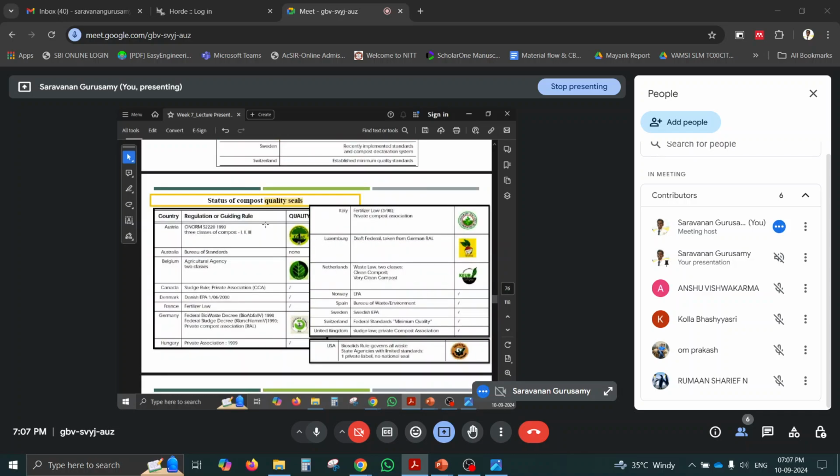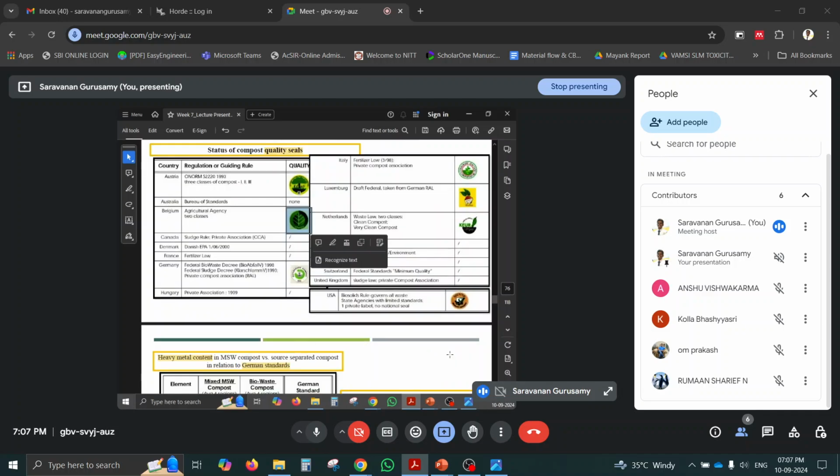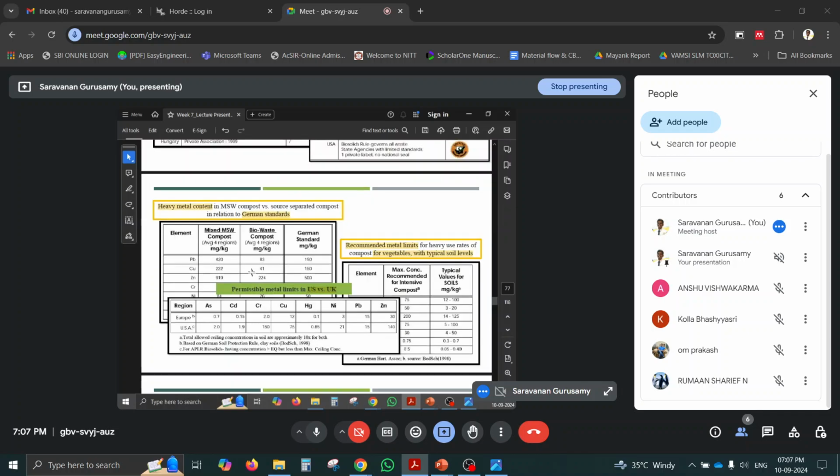And compost quality seals are also available. You know what a seal is? Austria has a different compost quality seal. That is, we can say, a trademark. So this type of seal should be there if it passes the compost quality. Like the USA also has a separate seal based on their regulation. Okay. Germany has a separate standard for heavy metals, and the US and UK have separate permissible limits for metals.